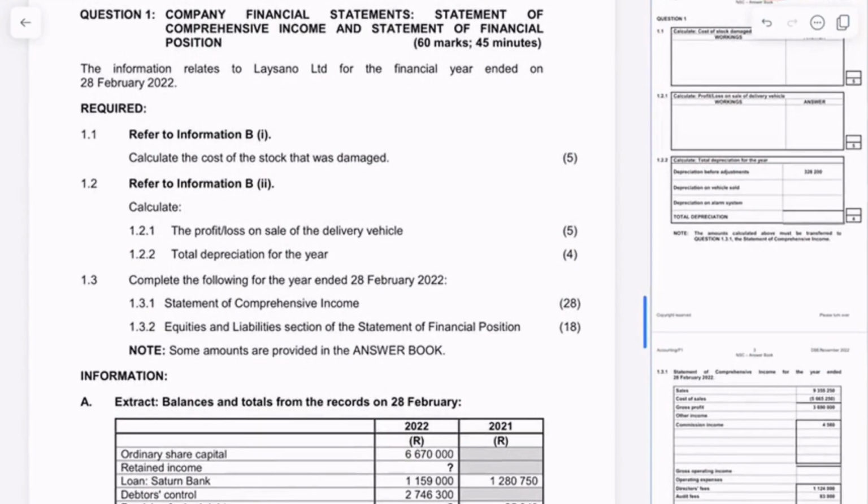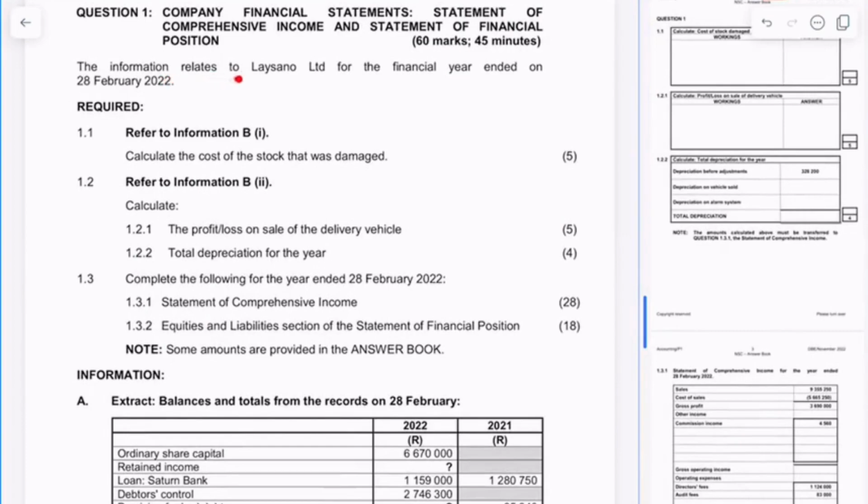In this tutorial, we're going to work through the final paper from last year, November 2022, paper 1, question 1, which is company financial statements. We're going to start by scanning over the question, and then we're going to look at the answer sheet just to familiarize ourselves with what's going on. And then as we answer the questions, we'll look for the more detailed information.